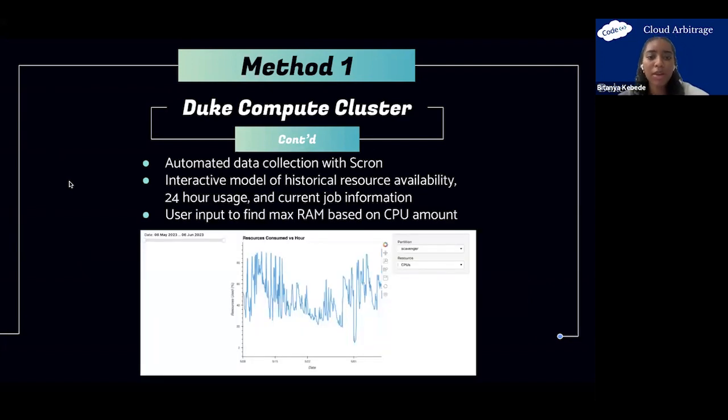So far, we've been able to automate data collection using Scron. So every 15 minutes, new data is uploaded into the DCC. We have 3 interactive models, one for historical resource availability, another for 24-hour usage, and a third for current job information. We also have a table that takes in user input to find the max RAM based on the CPU amount the user desires, which we'll show later in the slides. And this is an example of one of our interactive graphs where the user can decide on the date, the partition they'd like, and the resource they'd like to view as well.